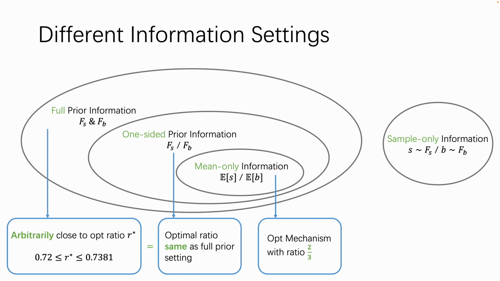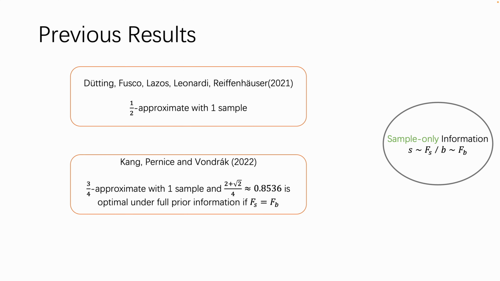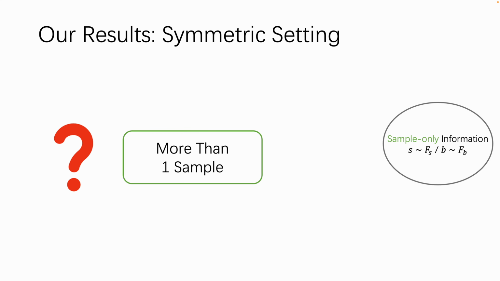Meanwhile, we also consider the setting where we only have sample access to the distribution. Prior to our result, there have been results showing that one sample is enough to achieve a 1/2 approximation ratio. What's more, Kang, Pernis, and Wondrak further consider the symmetric case where the seller's distribution is identical to the buyer's distribution. They show that in this case, one sample is enough to get a 3/4 approximation ratio. In this paper, we consider the case where the designer has more than one but still finitely many samples. This is usually a technically more challenging regime.